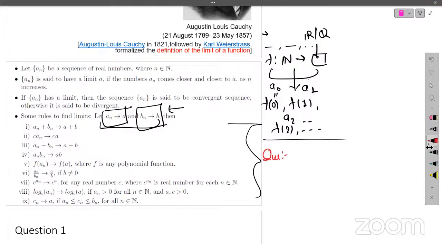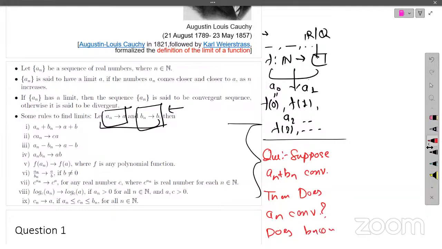So the question was, suppose an plus bn converges, then does an converge? This is one question. And another one: does bn converge? We observed that it is not necessarily so. The answer is no. Because you can simply take two sequences an and bn in this fashion.